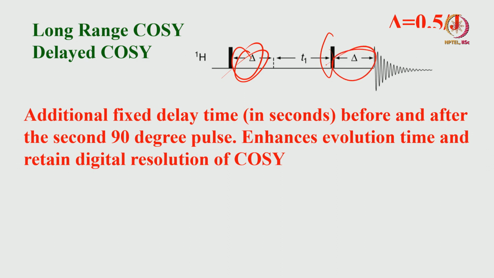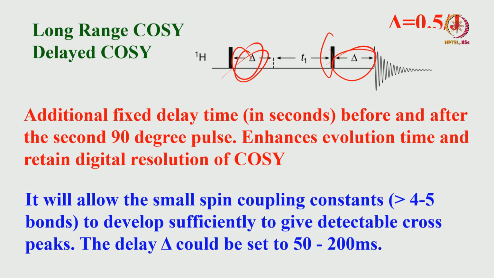Additional fixed delay is given before and after the second pulse. This will enhance the resolution, but the total evolution time is constant. That is always retained to get better digital resolution. And then what will happen? Small couplings which are not possible to detect can also be detected. The only thing is you have to set a delay of 50 to 500 microseconds, say 200 microseconds.